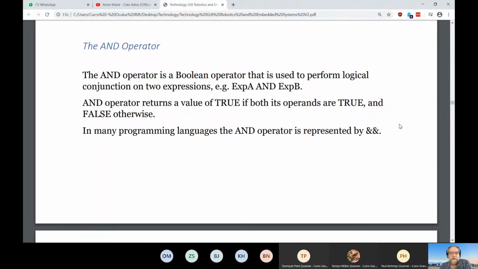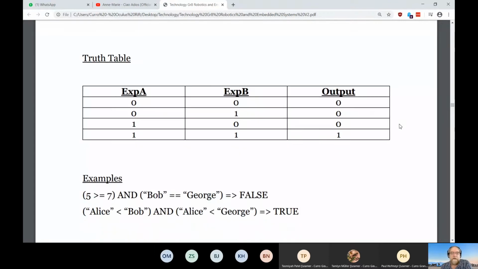Okay, so that's how the AND operator is implemented. Now, this here is what they call the truth table. This shows you the range of possibilities for the first expression, the left-hand side. And this is the range of possibilities for the right-hand side. Because we've got 2 expressions, there are 4 possibilities of inputs.